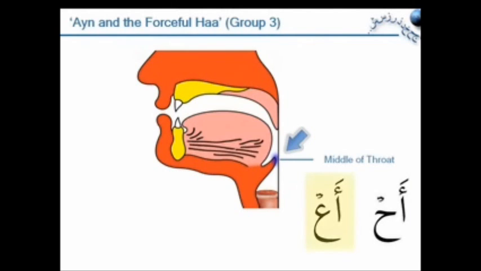Then we have the ayn, and this one is very difficult for non-Arabs. I myself am not Arab, and the way to practice this is to think you're at the dentist and they say, can you say ah, and then at the end of the ah, try and block the middle of your throat. If we shorten that a bit, that gives you the ayn. So you're blocking the middle of your throat when you say it. Some people can't actually do that, so just try your best.